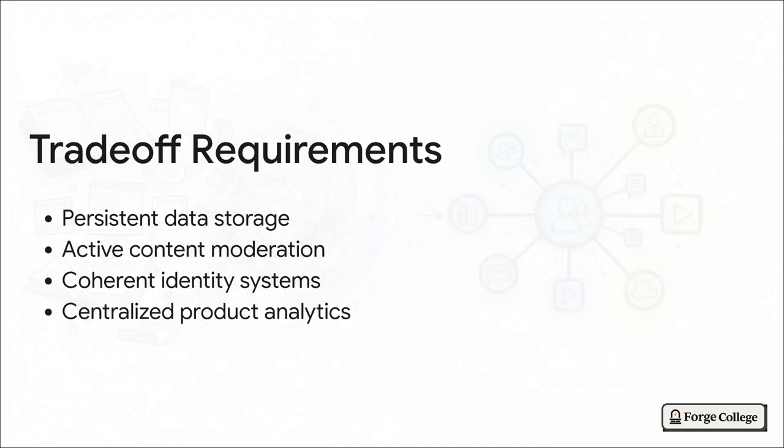So, the crucial point is that this level of interactivity demands certain things from an organization. The centralization trade-off requires massive persistent data storage. It requires active content moderation, because users are now generating the content. It requires coherent identity systems, so we actually know who is who, and it requires centralized analytics for product tuning. Building a system that demands this much coordination inherently pushes the organization running it to retain very, very tight control over the data and the infrastructure.